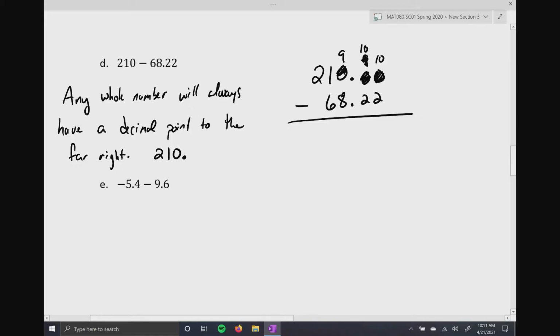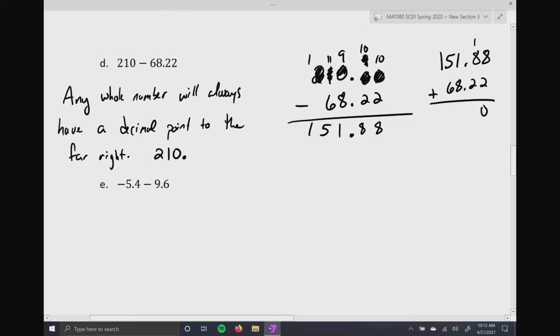Does that make sense, everybody? Yeah. Okay. So 10 minus 2, 8. Put a decimal. 9 minus 8 is 1. Oh, looks like I got to borrow again. So that turns into an 11. This turns to a 1. 11 minus 6 is 5. And 1 minus 0 is 1. Now, you can always go ahead and check yourself by adding.